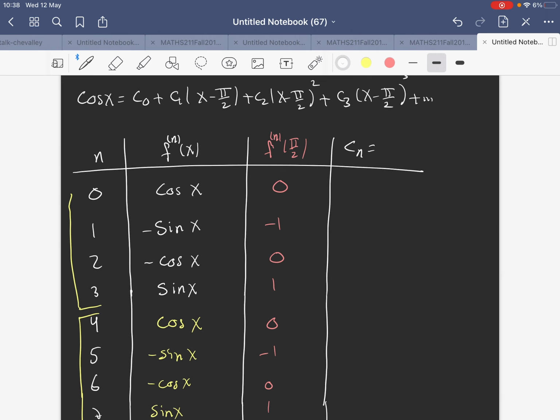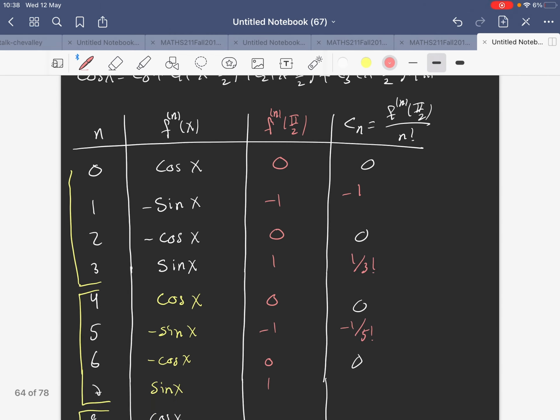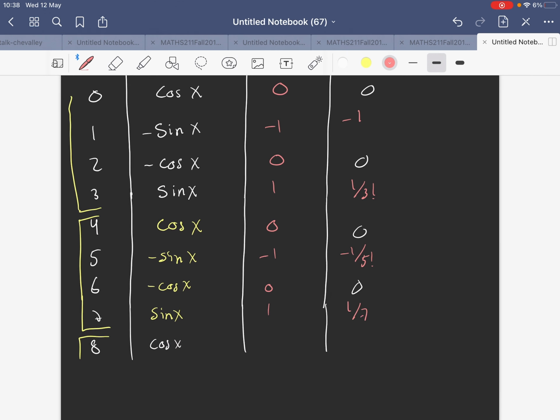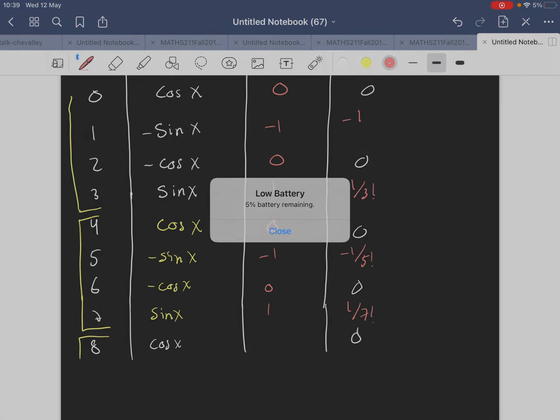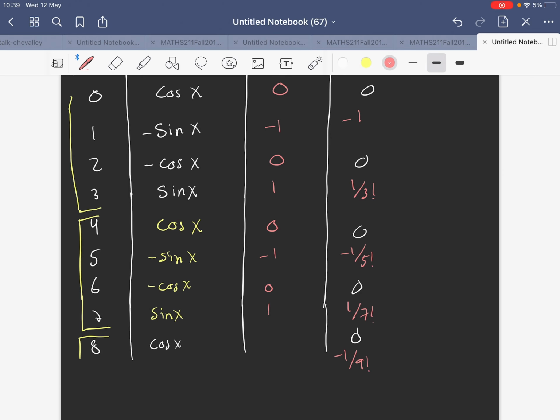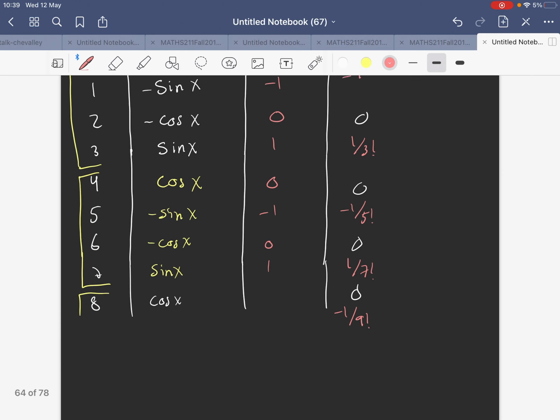Finally, we need to find Cn. Cn is the nth derivative at pi over 2, over n factorial. This is 0, 0, 0. Now, those are what? It will be negative 1, 1 over 3 factorial, negative 1 over 5 factorial. This one will be 1 over 7 factorial. Can you guess what would be the next one? Exactly, it will be 0, and after 0 will be negative 1 over 9 factorial. Why is this negative? Because it's an alternating series here.